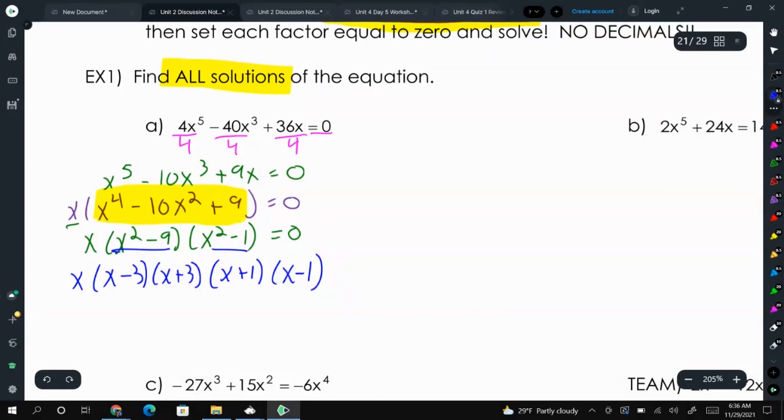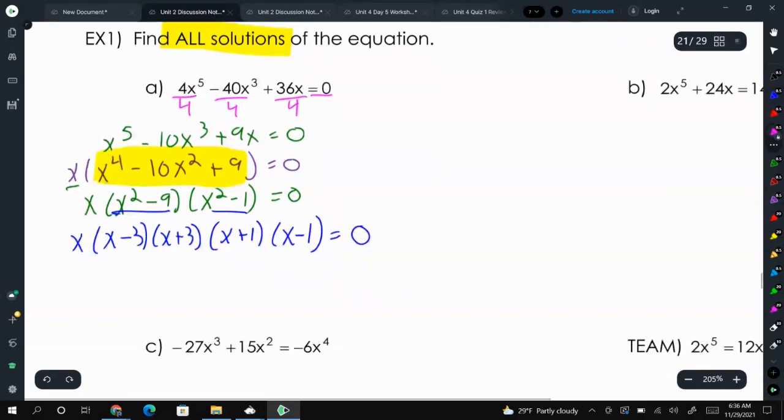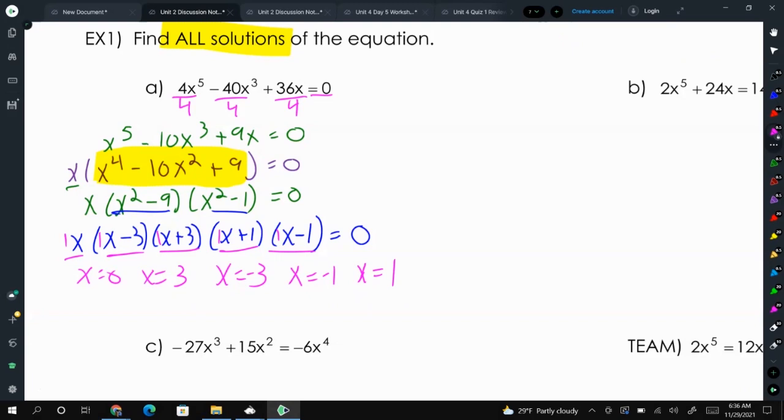And now we're going to set each of these equal to 0. And since all these are 1x's in front, it becomes very easy. We can just say x equals 0, x equals 3, x equals negative 3, x equals negative 1, and x equals positive 1. So we have 5 solutions in this quadratic equation, or this polynomial equation.